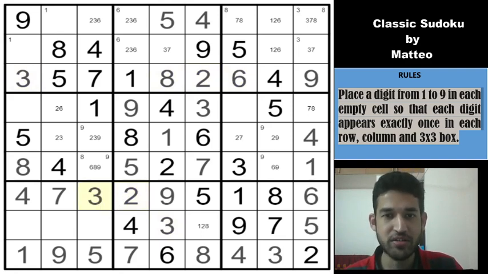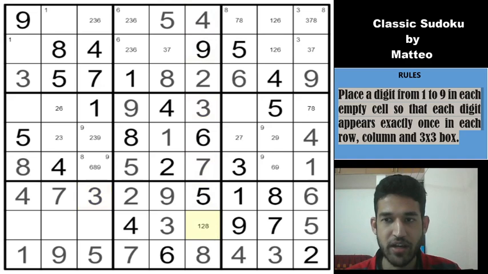But let me tell you this, do not be upset or frustrated if you are unable to find such techniques. These kind of techniques are very difficult to see in a Sudoku and will usually take some time. So it is alright if you are unable to spot such techniques. They take a lot of time to master.